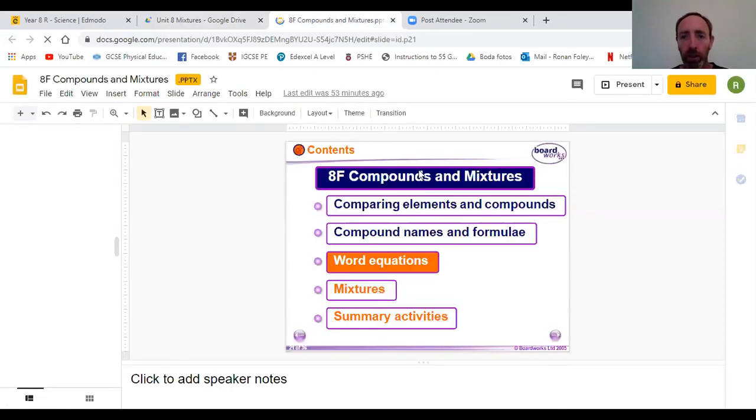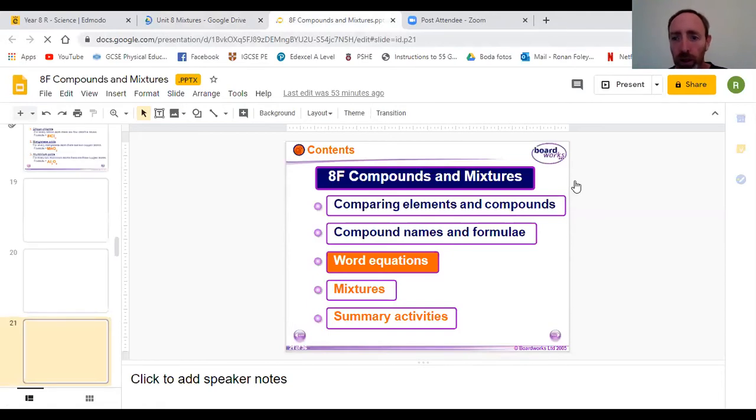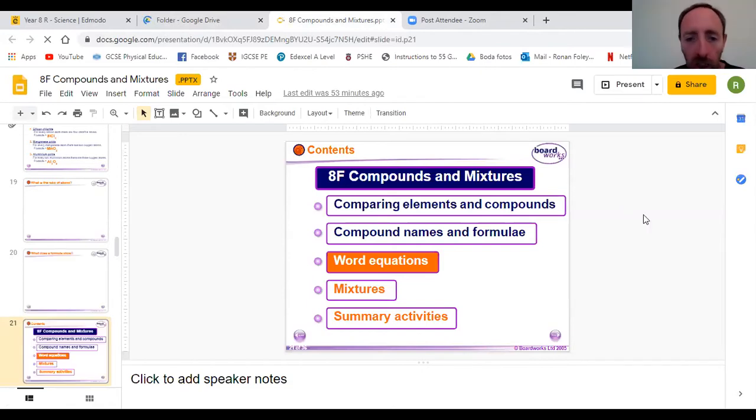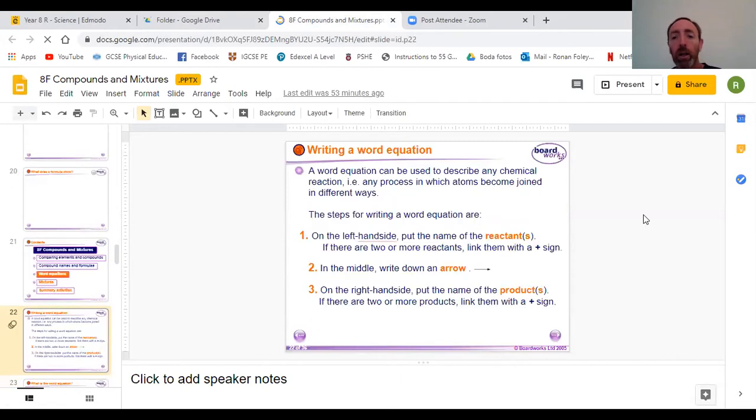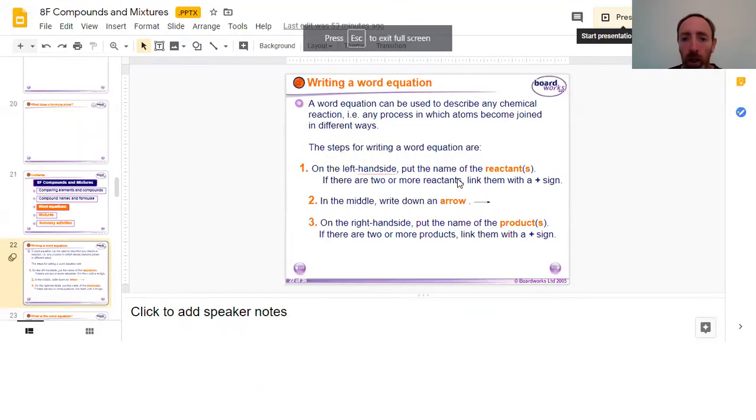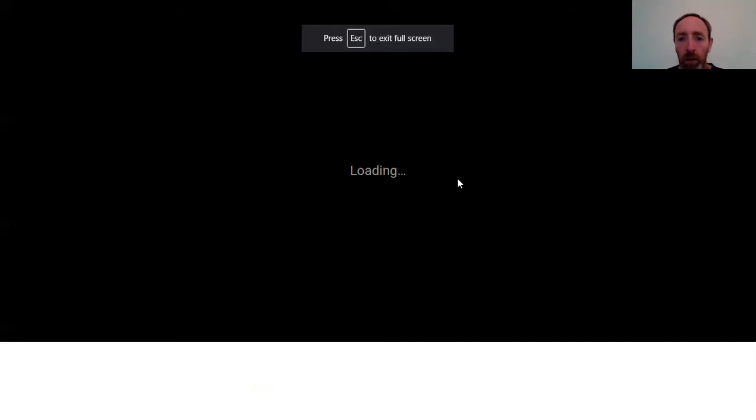Okay, word equations. Hopefully you can all see that. I can't see you anymore, but hopefully you can see that. So we're going to start with word equations. As I said, I'm going to explain what we mean by word equations, and then later after the video, that's when you go away and make your notes. You access this PowerPoint and you go through the slides as we're doing today. Okay, so writing a word equation.